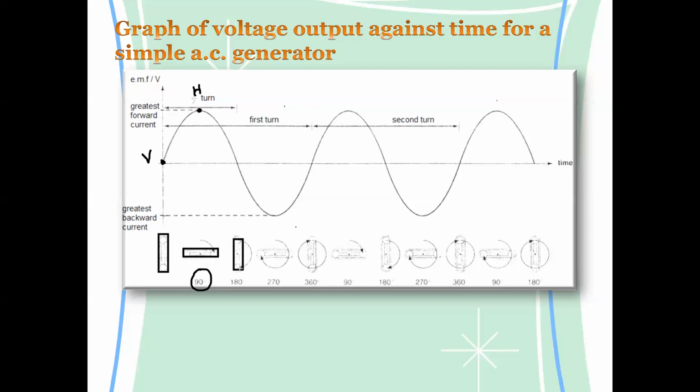So again, after rotating further 90, the total angle change is 180. And now it is vertical. So whenever the coil is vertical, what will be the induced EMF? The induced EMF will be 0. And again, the coil rotated. Again, it will be horizontal. When the coil is horizontal, the induced EMF is maximum.